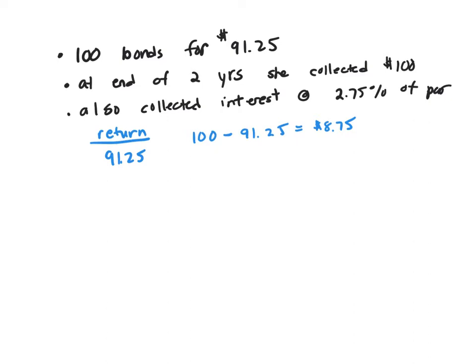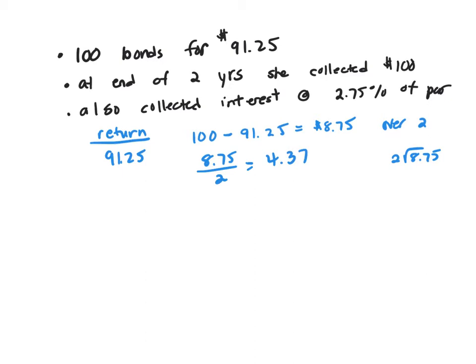2 years. So the interest per year, this is over 2. Interest per year would be 8.75 divided by 2. 2 into 8.75, that's going to be 4.37 or something like that. That's close.